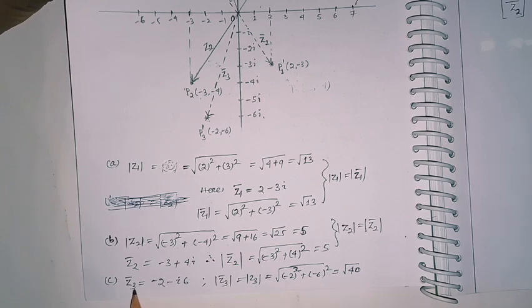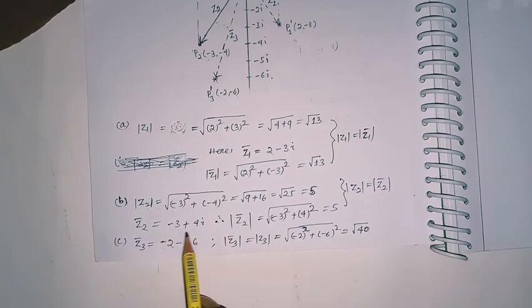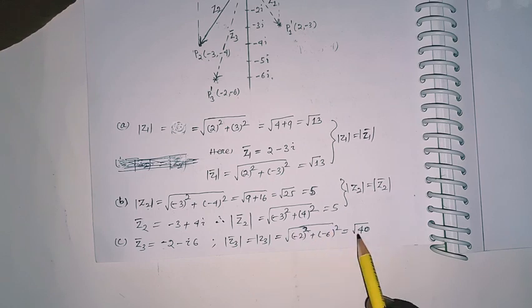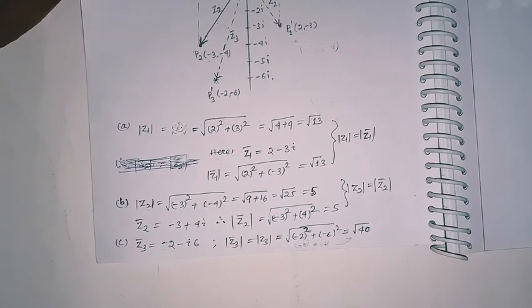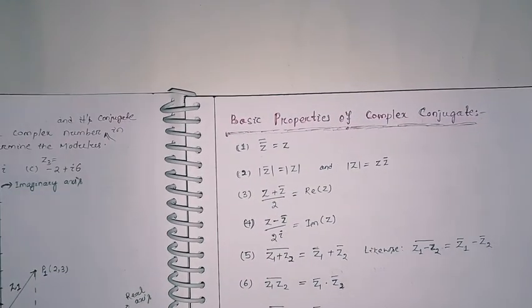Okay, if I'm going to consider the complex conjugate of Z3, that is -2 minus 6i, its modulus will be the square root of (-2)² plus (-6)², which is root 40. And likewise, if we consider Z3 itself, the corresponding modulus will be the square root of (-2)² plus 6², and we get the same value. Now we are going to go for the basic properties of the complex conjugate.